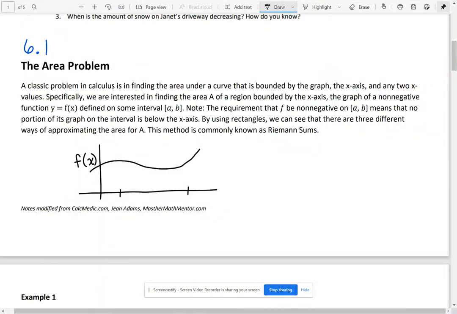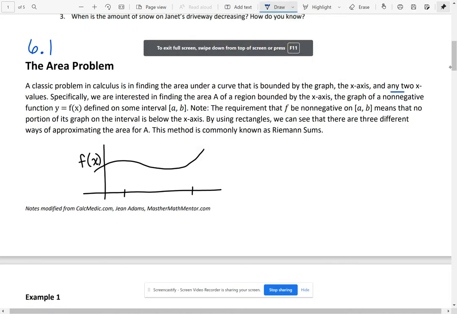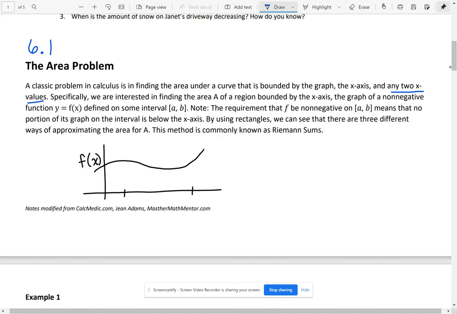Hi everyone! Today we're going to be looking at finding the area, in other words, estimating the area under a curve. So let's say we have a curve like f of x, and in calculus, we find the area under a curve that is bound by the graph, the x-axis, and any two x values. Let's call these two x values a and b.